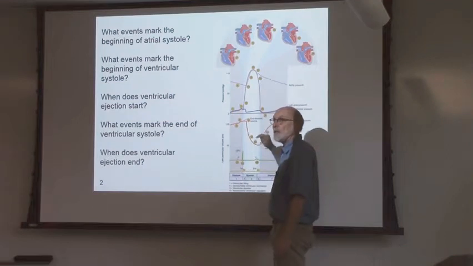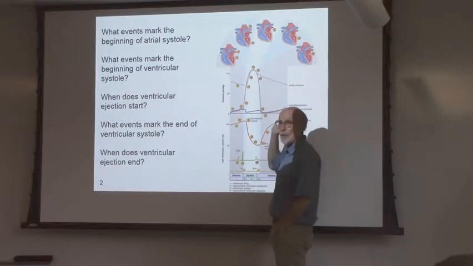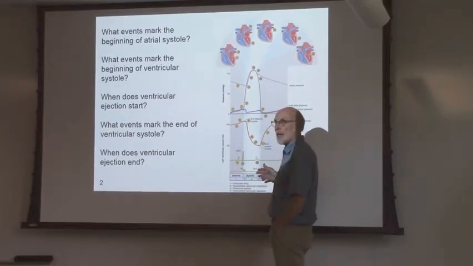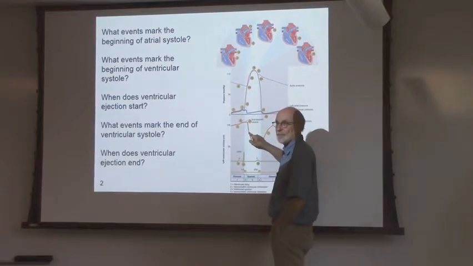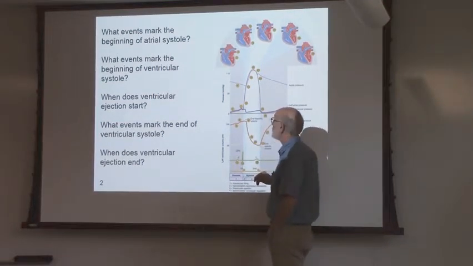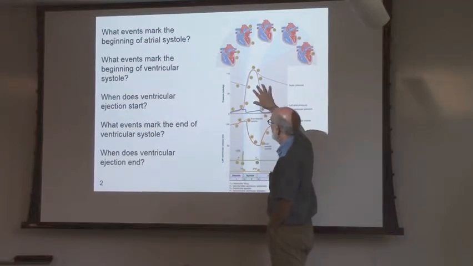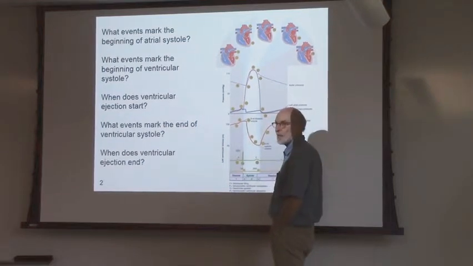Do we see when ejection would start on the pressure curve? So this is pressure, this is volume, this is ECG, this is sound. When the ventricular pressure overtakes aortic pressure. When ventricular pressure exceeds aortic pressure, ejection will start. Right? Questions? Pressure, volume, ECG, sound. X-axis.